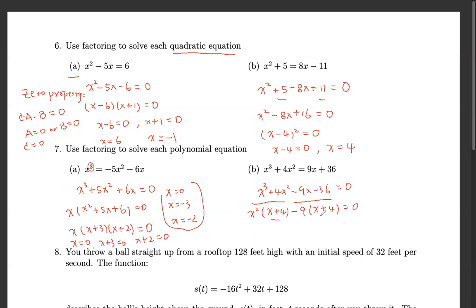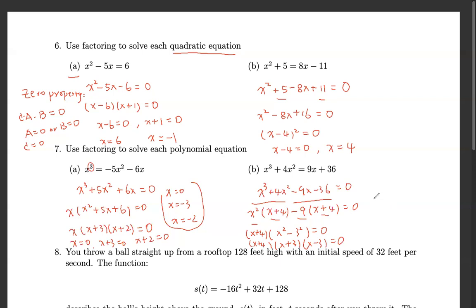Now x plus 4 is a common factor. Factor out x plus 4. First term left with x squared. Second term left with negative 9. Well, 9, remember, is 3 squared. So x squared minus 9 also can be factored. Difference of two squares: x plus 3, x minus 3.